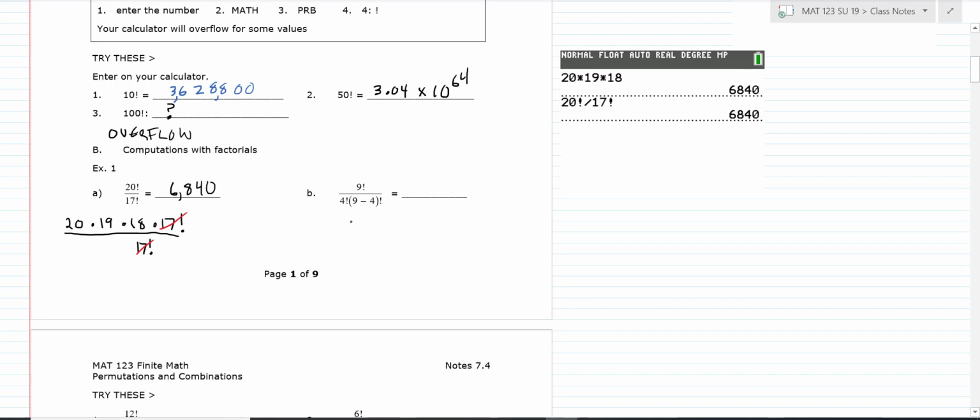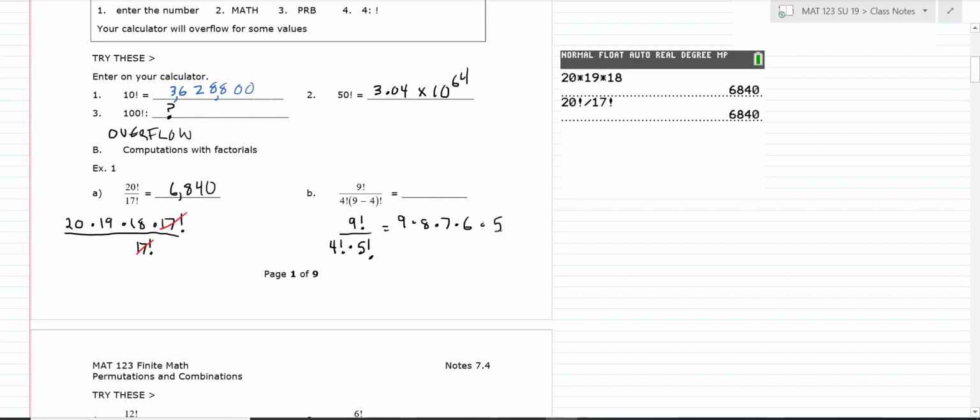So the next one goes like this. We're just going to leave the 9 factorial the way it is, leave the 4 factorial the way it is. Now that's implied multiplication, and 9 minus 4 is 5, so that's 5 factorial. So what we're going to do is write this out. I'm going to start writing the 9 out. So I just go 9 times 8 times 7 times 6.